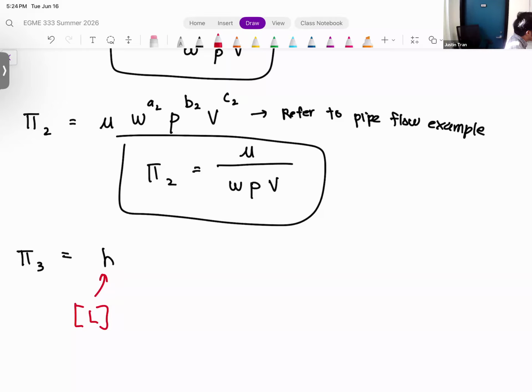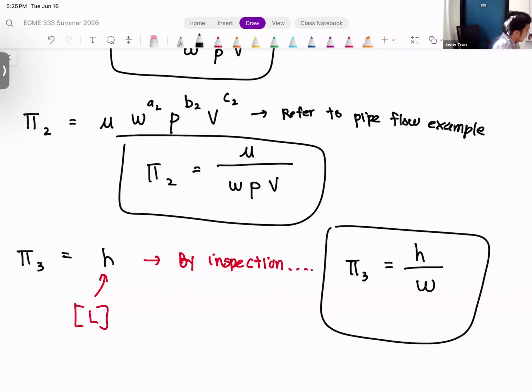Okay. So for a very simple case like this, you don't have to go through the entire song and dance. There's a very simple way to non-dimensionalize this. So this is very valid to do. So you can just say that by inspection, we can non-dimensionalize this very easily because one of our repeating variables also has dimensions of just length, which is the width of the sun. Okay. And so by inspection, pi 3, the only way we can non-dimensionalize it based on our repeating variables is we're just going to divide it by the width. And that's very valid to do, right?